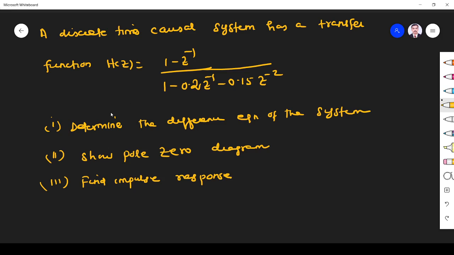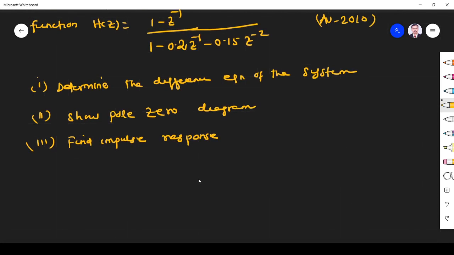Let us see this problem. This question was asked in AU 2010, and it is a very good question. Let us solve this. A discrete time causal system has a transfer function H of z equal to this one. We have to find the difference equation of the system, the pole zero diagram and the impulse response.